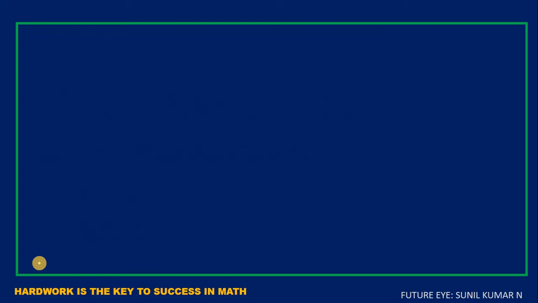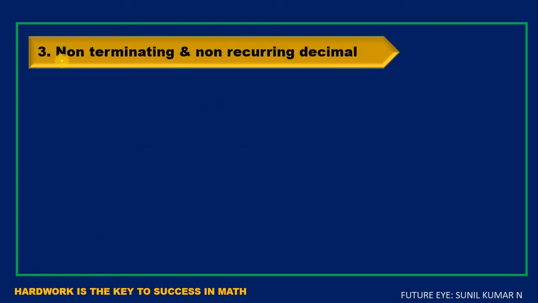Next, let us move on to the last type, children, that is non-terminating and non-recurring decimal. About non-terminating, in the last slide we discussed, which does not come to an end. Then what do you mean by non-recurring? In the last slide we discussed recurring. Recurring means which repeats, but non-recurring means which does not repeat in a predictable manner.